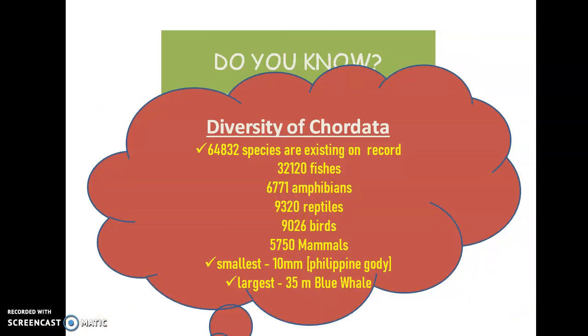And which type of organisms are generally found in this particular phylum? They generally involve fishes, amphibians, reptiles, birds and mammals. Around 64,832 species are known to exist on record, and they are categorized like this: 32,120 in fishes, 6,771 in amphibians, like that. The smallest one is the Philippine goby, which is 10 millimeters in size, and the largest, as we know, is the blue whale. It is 35 meters in length.